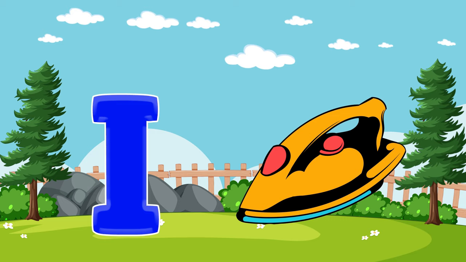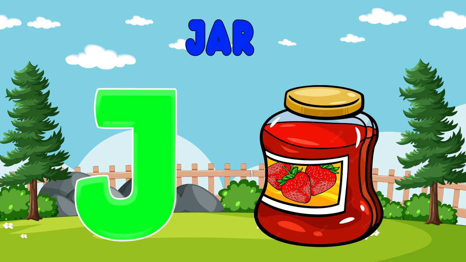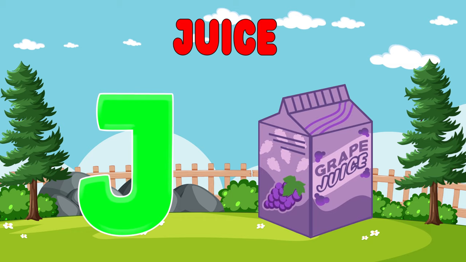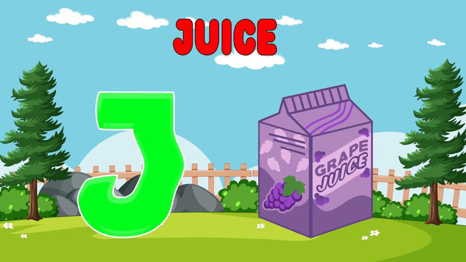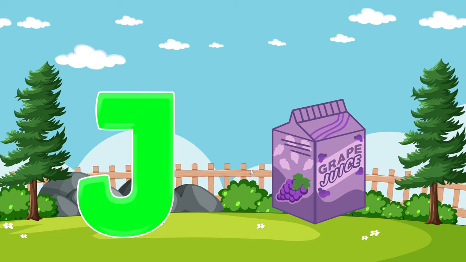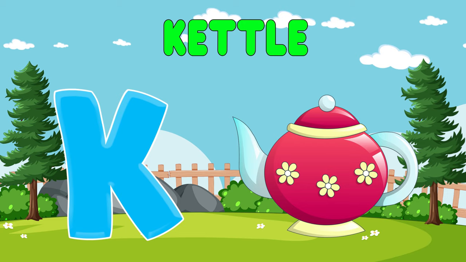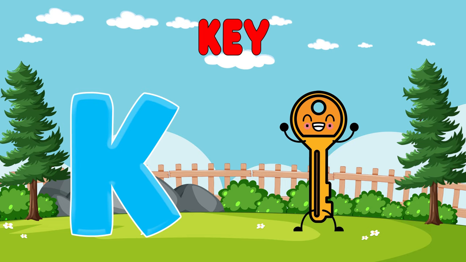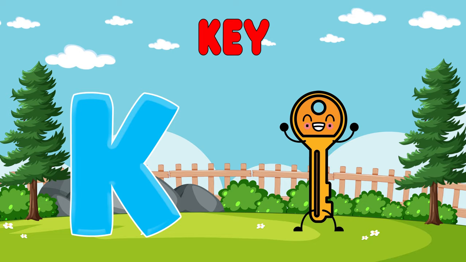J is for jar. Jar. J is for juice. Juice. K is for kettle. Kettle. K is for key. Key.